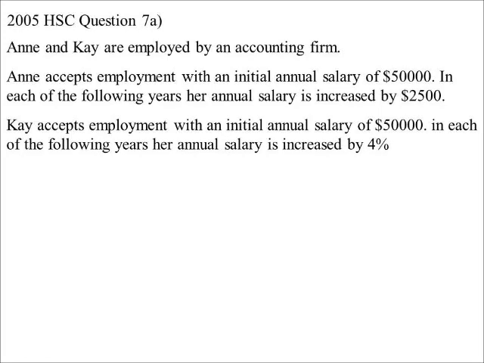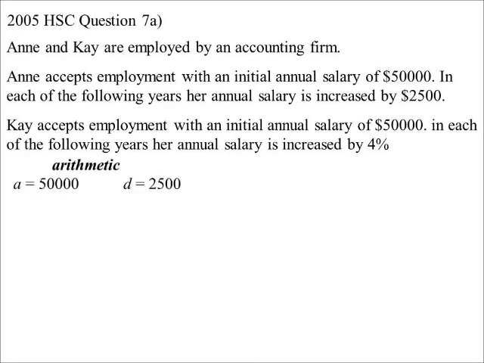That's probably unrealistic. That doesn't normally happen, where they just say it's a fixed amount that it's going to increase every year. The second one is possibly a bit more realistic, where Kay says, yeah, I'll start at 50,000, but I want a 4% increase each year. That's probably more a realistic sort of condition. But conveniently, weird how it worked out, Anne has accepted an arithmetic sequence, whereas Kay has accepted a geometric sequence.